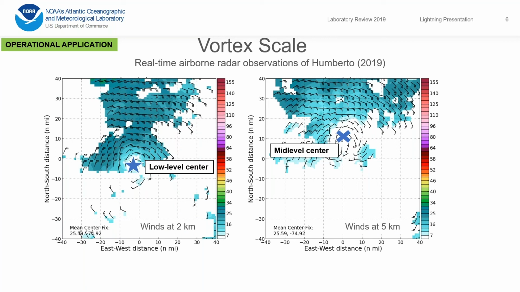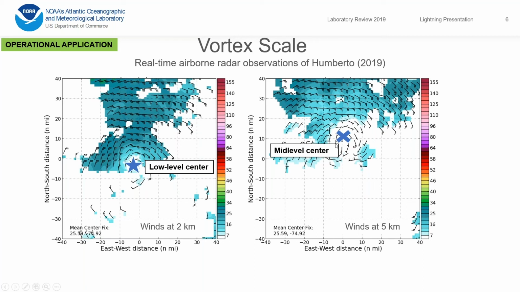So this is an example showing from Hurricane Humberto, tail Doppler radar observations that are actually transmitted in real time to the ground. The Hurricane Center specialists can look at these in real time. And so this is a plot showing you a similar thing, showing you the low-level flow in the left panel and the mid-level flow in the right panel.